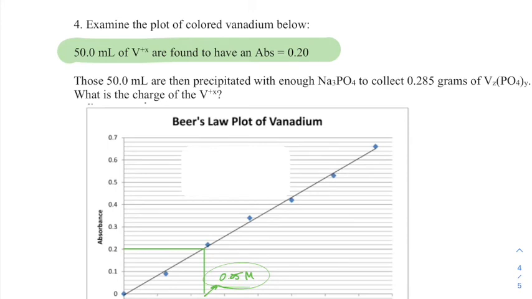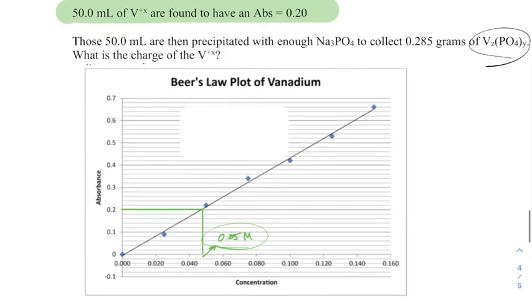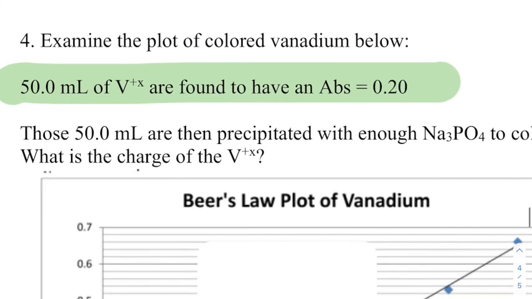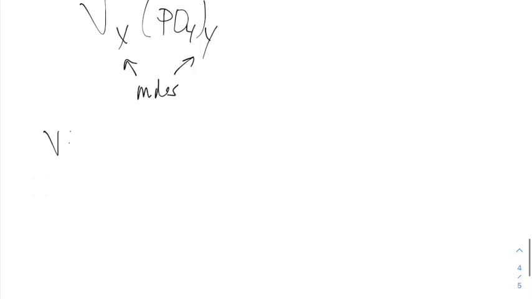So remember, what we're trying to do is the same thing that we did before. We have vanadium phosphate over here. So I'm going to have vanadium X and phosphate Y over here. And I want to know what the charge of the vanadium is. So no worries, I just need moles here and moles there, and I'm good to go. But now I know that there are 50 milliliters of this vanadium, but I don't care that its absorption is 0.20. I care that it's 0.05 as far as its molarity is concerned. So the vanadium is going to be 50 milliliters of 0.05 molarity.